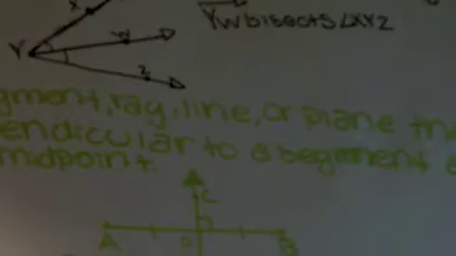Next is the angle bisector, which is a ray that divides an angle into two angles that are congruent. Line YW bisects XYZ, which makes XYW congruent to ZYW.